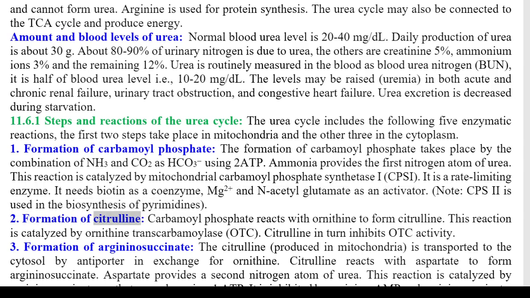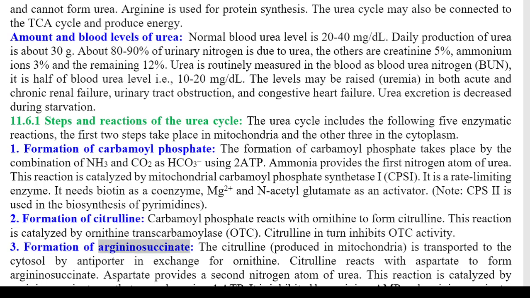2. Formation of citrulline. Carbamoyl phosphate reacts with ornithine to form citrulline. This reaction is catalyzed by ornithine transcarbamylase, OTC. Citrulline in turn inhibits OTC activity.